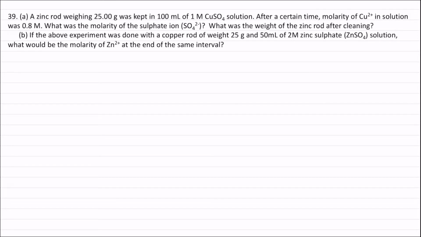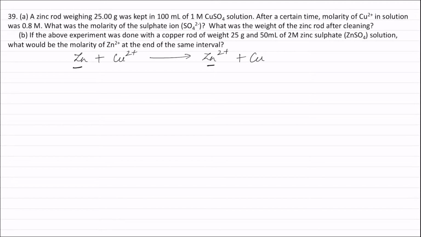Zinc is more reactive than copper, so zinc will displace copper from copper sulphate. Therefore, zinc plus Cu2+ ion will form Zn2+ ions plus copper. As can be seen, zinc is in 0 oxidation state and it gets oxidized to +2 oxidation state. So the change in oxidation number of zinc is 2. The number of zinc atoms is 1. Therefore, the valency factor of zinc is 2.